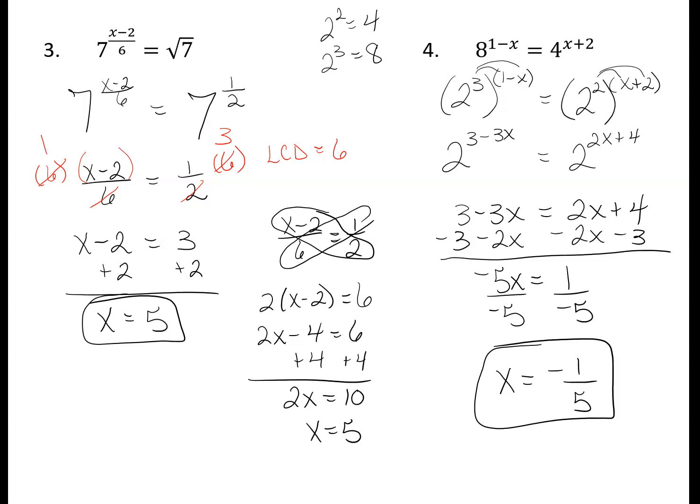Okay, but now let's think about what if, let's just say this right side had been 5 to the x plus 2. And now I had an 8 and a 5. There is no way that I could write those with the same base. And that is why we need a second method.